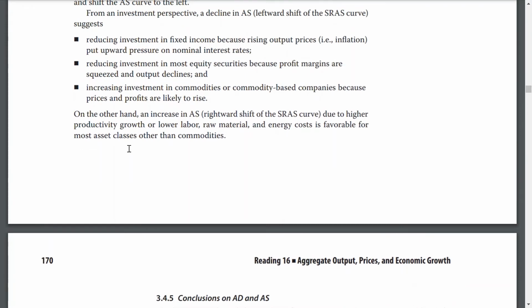Reducing investment in most equity securities because profit margins are squeezed and output declines, and increasing investment in commodities and commodity-based companies because prices and profits are likely to rise. On the other hand, an increase in AS, a rightward shift of the SRAS curve due to higher productivity growth or lower labor, raw material, and energy costs, is favorable for most asset classes other than commodities.